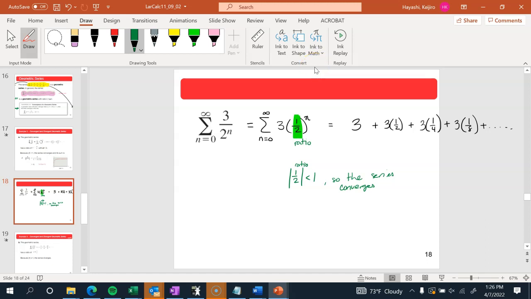The 3 doesn't matter in terms of its convergence. It's the ratio being less than 1 that causes the things you're adding together to shrink, these terms to shrink enough for the infinite sum to sort of close in on a value as opposed to growing infinitely.